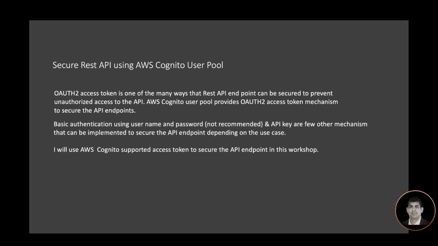OAuth 2 access token is one of the many ways that a REST API endpoint can be secured to prevent unauthorized access to the API. AWS Cognito user pool provides an OAuth 2 access token mechanism to secure the API endpoints. Basic authentication using username and password, which is not recommended, and API keys are a few other mechanisms that can be implemented to secure the API endpoint depending on the use case. I will use AWS Cognito supported access token to secure the API endpoint in this workshop.